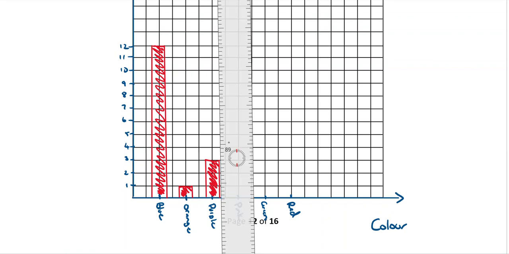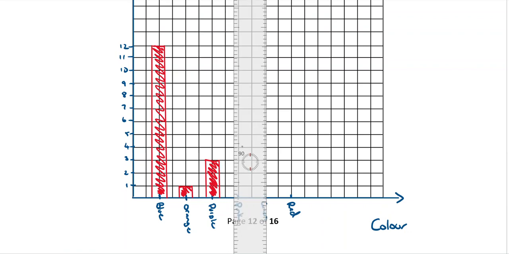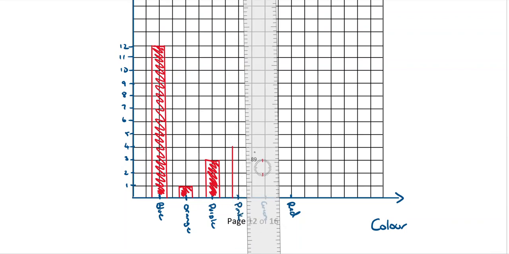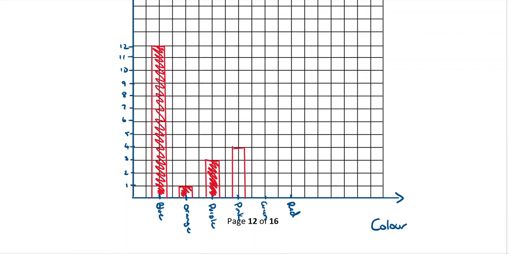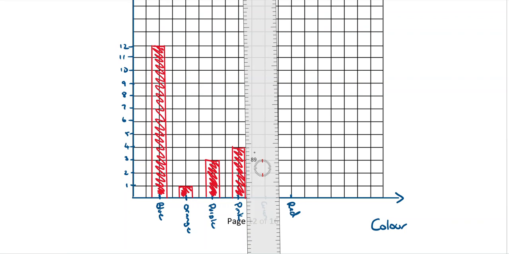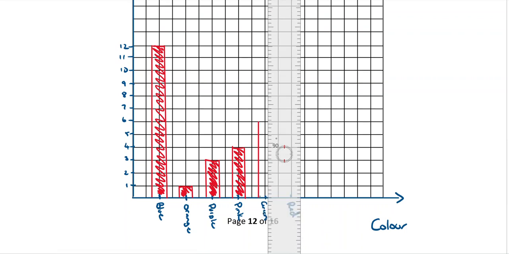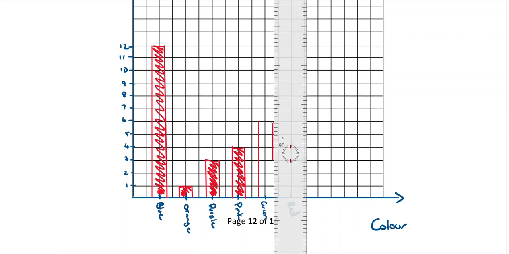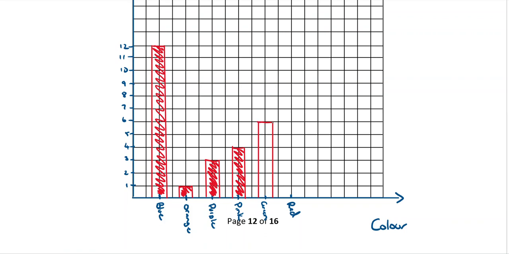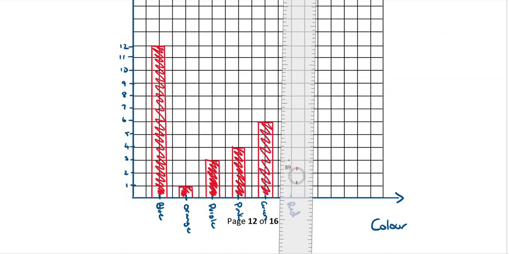Pink is 4. So half a space in front, half a space behind. And green was 6. And finally, red was 1.